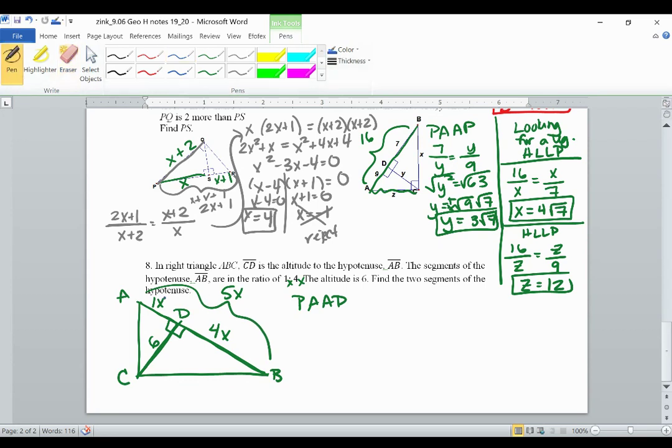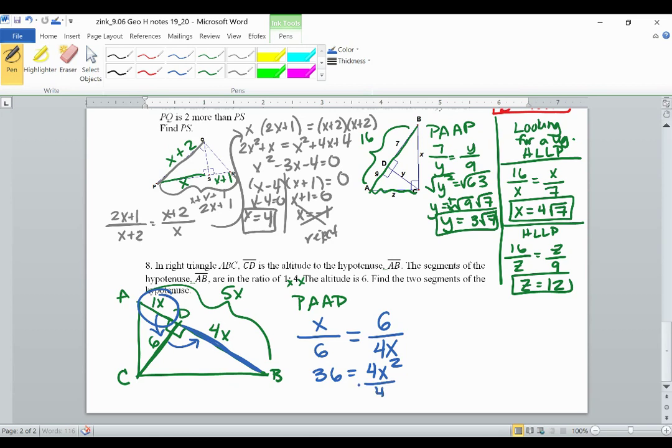We're going to take just your 1x over your altitude, which is 6, equals your altitude over the other part, which is 4x. I always think of it as kind of like a semicircle. It jumps up and then jumps down. Okay, so now we just cross multiply. So I've got 36 equals 4x squared.